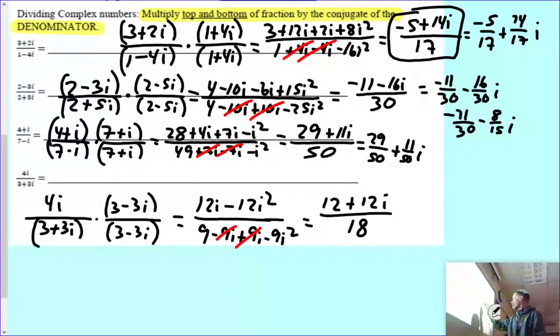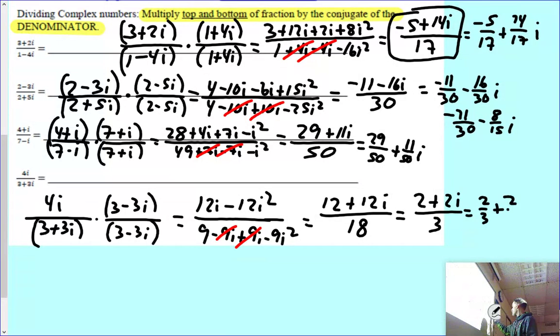In this case, I can divide all those by 6. So I got 12 and 12 and 12, so I can get a common factor, a GCF basically. So that would be 2 plus 2i over 3, which again would be 2/3 plus 2/3i.